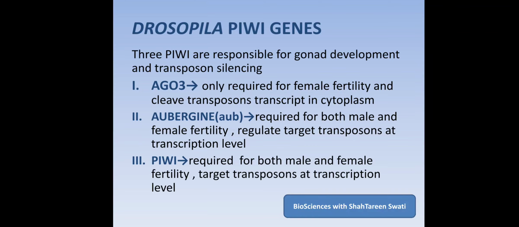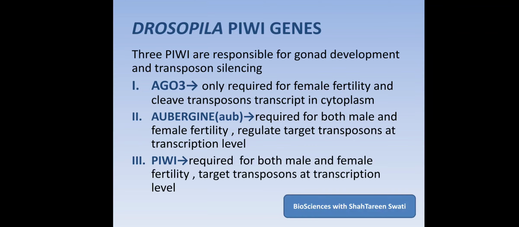These piRNAs are actually responsible for the silencing of transposons and also help in gonad development, that is, gametogenesis. So the first one is AGO3. I have discussed in my previous lecture that AGO3, an Argonaute protein family member, is only required for female fertility and cleaves transposon transcripts in the cytoplasm.